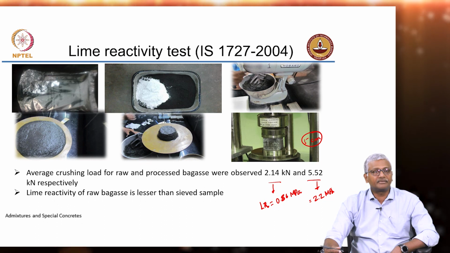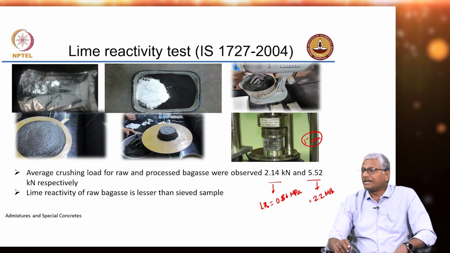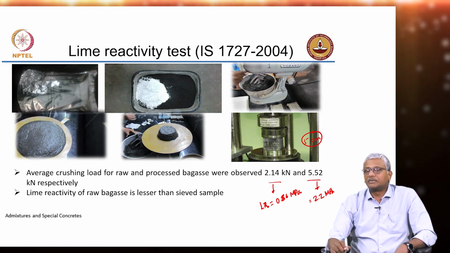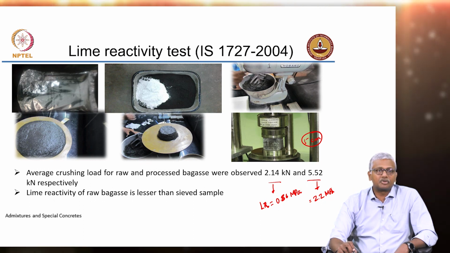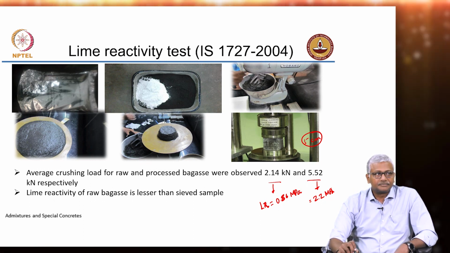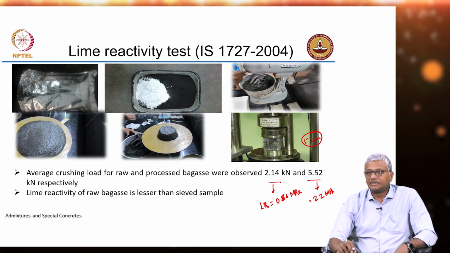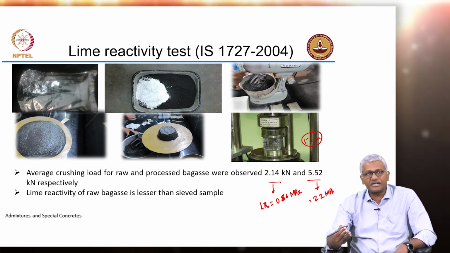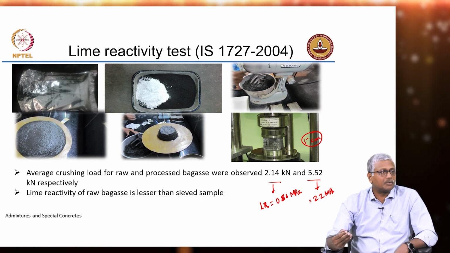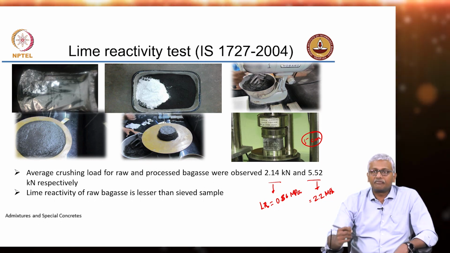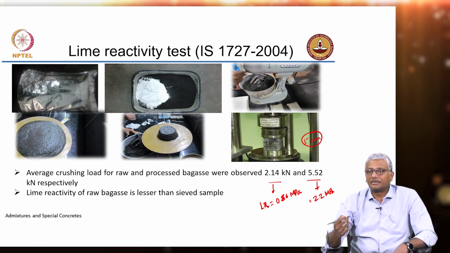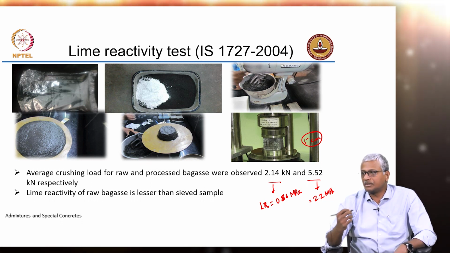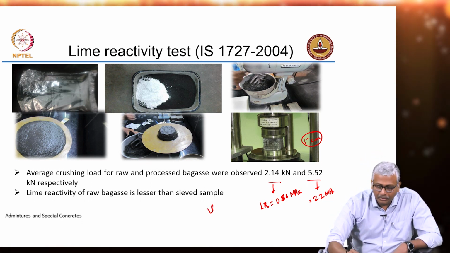The problem here is, for qualifying as a fly ash, the minimum lime reactivity your material should have is 4 MPa. Okay, so, when you do the lime reactivity test with fly ash, you need to get at least 4 MPa, only then the fly ash is adjudged to be reactive enough to be used in concrete. So, LR should be greater than 4 MPa for fly ash.